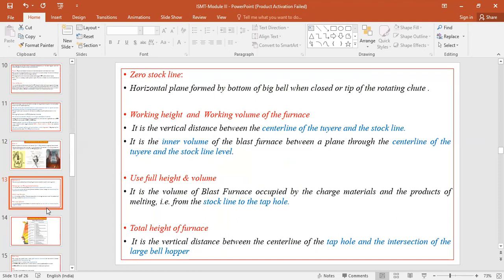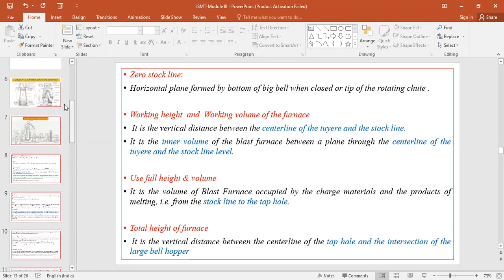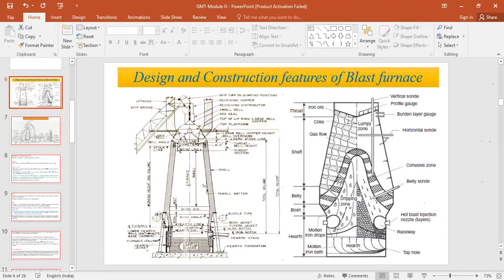Similarly, useful height and useful volume. It is the distance from the stock line to the tap hole. We have a tap hole here. So it is from the tap hole to the stock line. This is nothing but the useful height or useful volume.